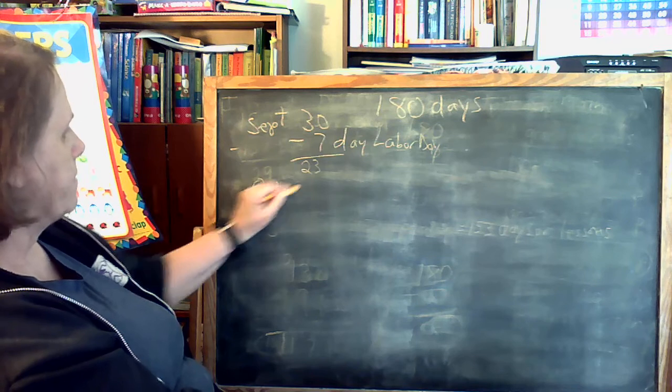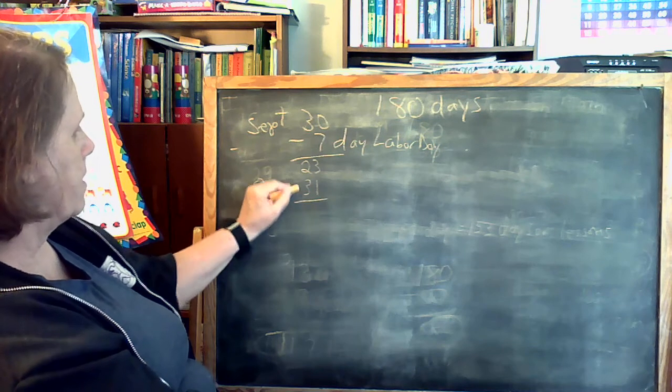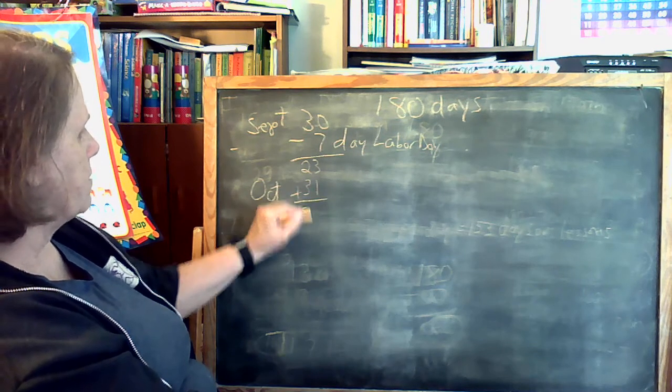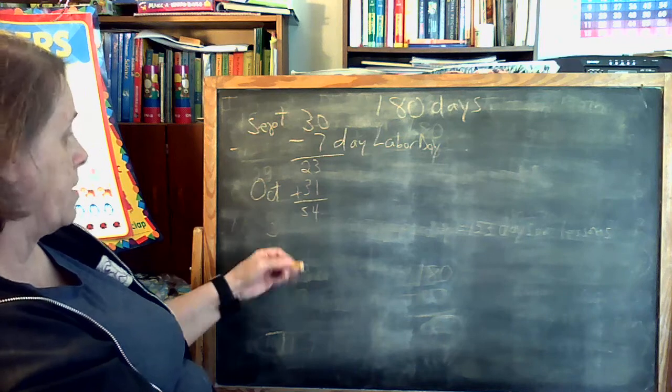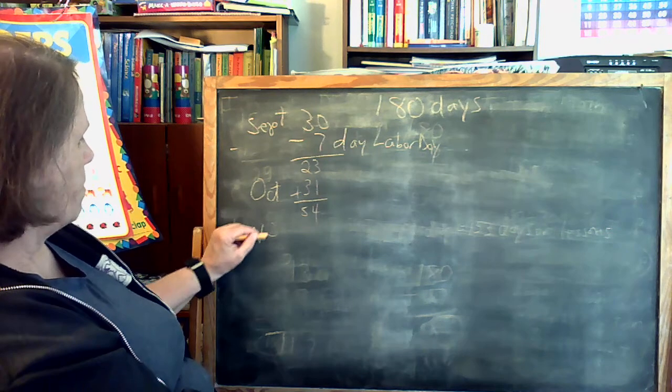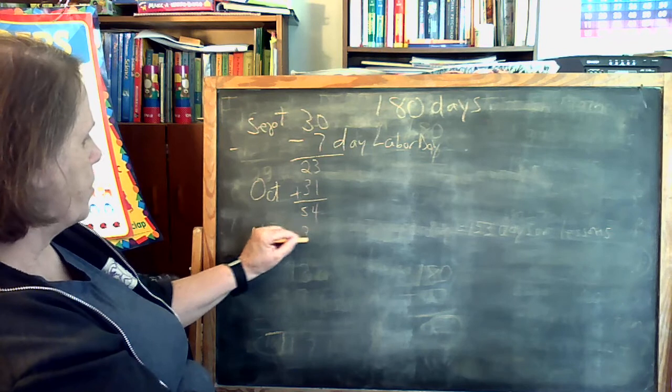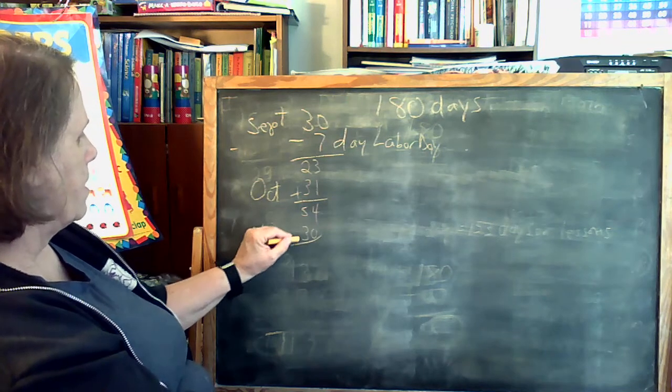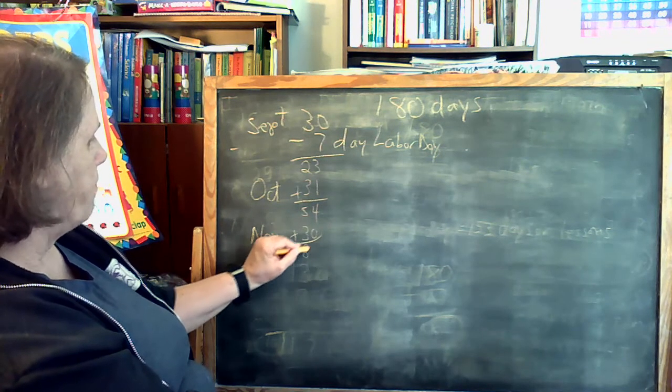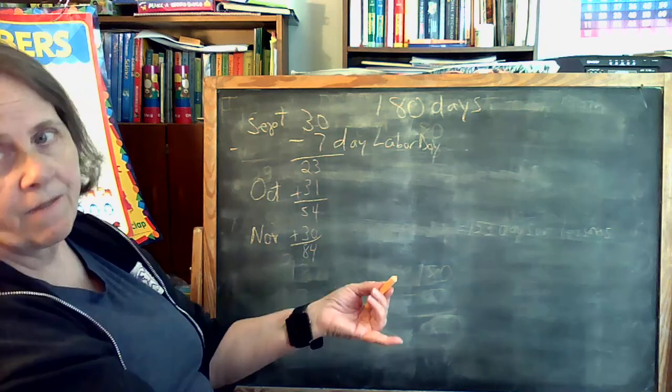October has 31 days. So that gives me 54 days right there. November has 30 days, which gives us 84. But we have Thanksgiving.